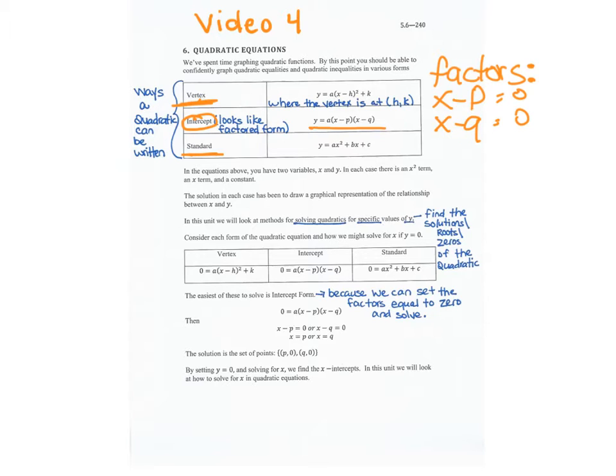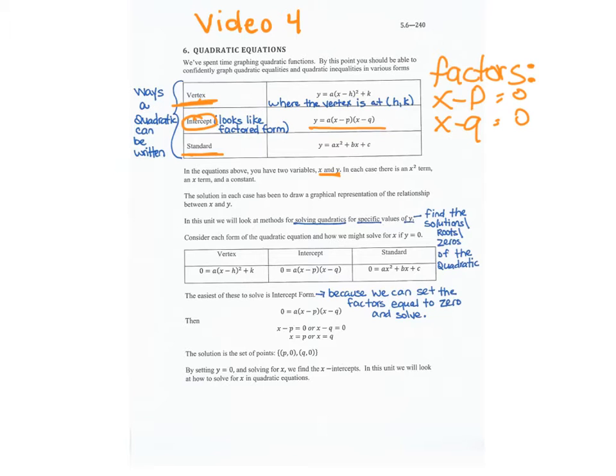Now, if we read on down through our notes, in the equations above, you have two variables, an x and a y. In each case, there's an x squared term, an x term, and a constant. The solution in each case has been to draw a graphical representation of the relationship between x and y. For this set of notes, we will be looking at methods for solving quadratics for the specific values of y. And those specific values of y are called the solutions, the roots, or the zeros of the quadratic.